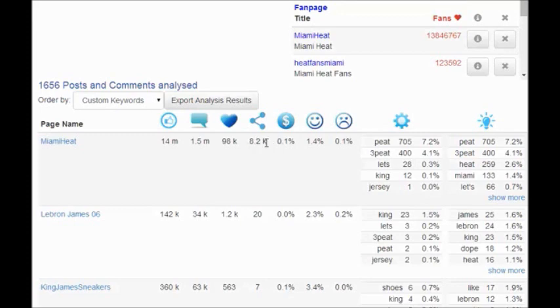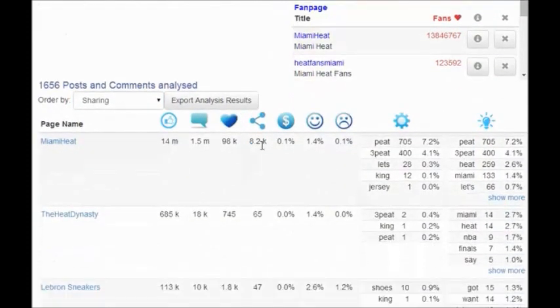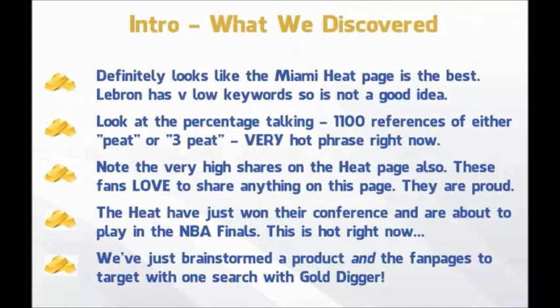That's particularly important because we want a page where we advertise to those people, and they tag their friends in the comments on our post. They share it, and they're basically going to give us free traffic. So the higher the share number is, the better we're going to do when it comes to advertising. And if I click over to sharing, you'll see that the Miami Heat page is also highest in terms of sharing, which is very cool. So that's another reason that we want to target this particular page.